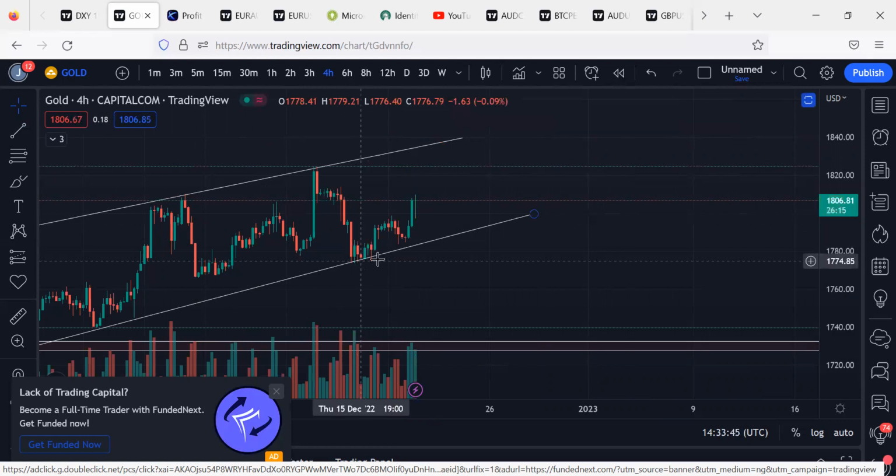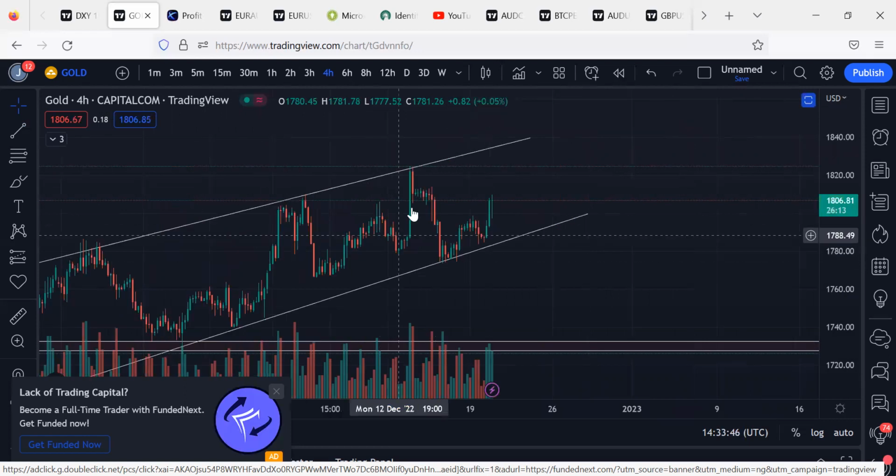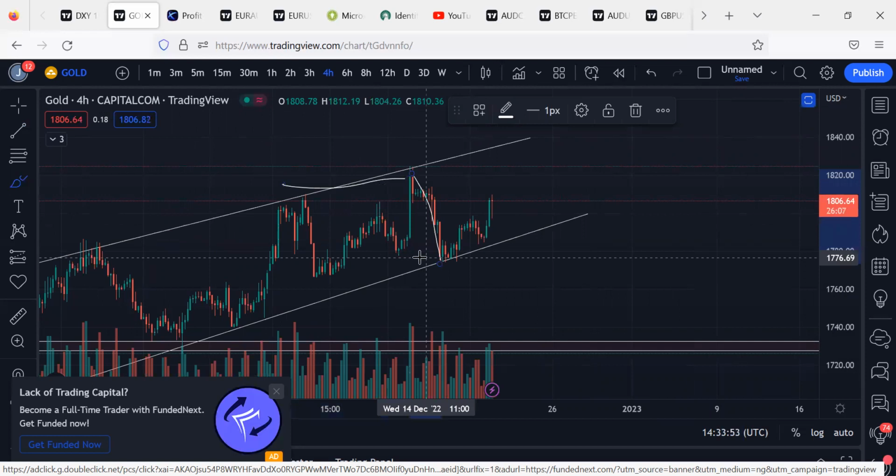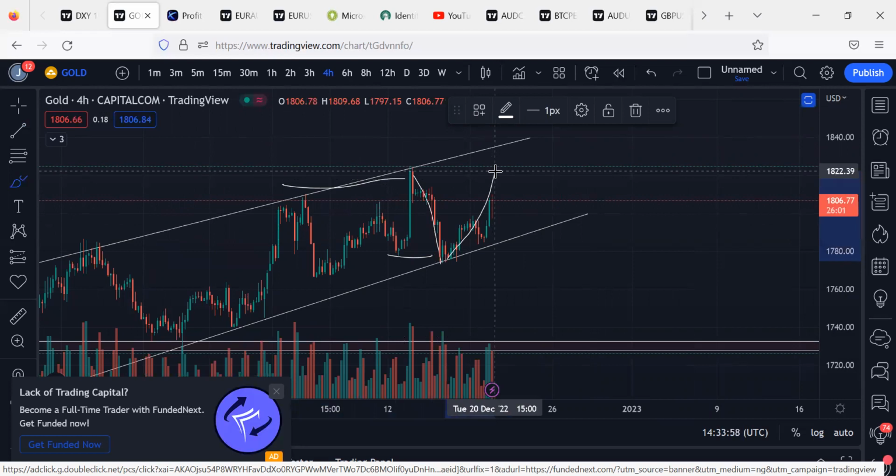We touched our channel. Now look at market structure. First of all, it broke to the upside, then came to the downside, and we broke this particular structure. Now we're trending to the upside to see if we can find support, as in we can break this resistance before flushing to the downside.